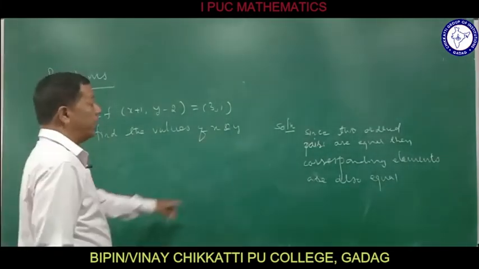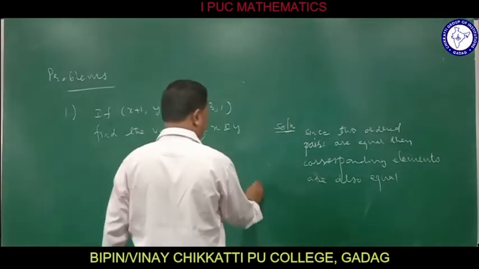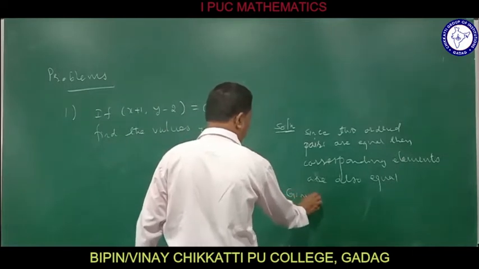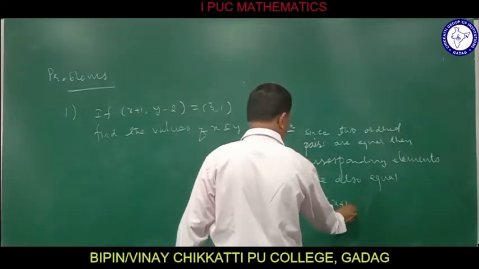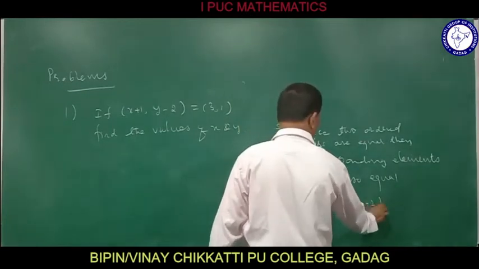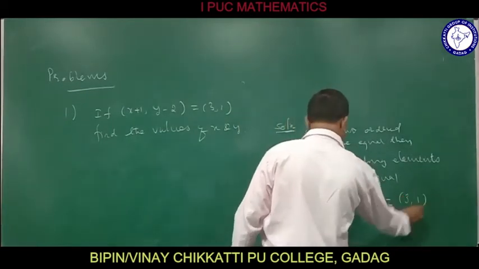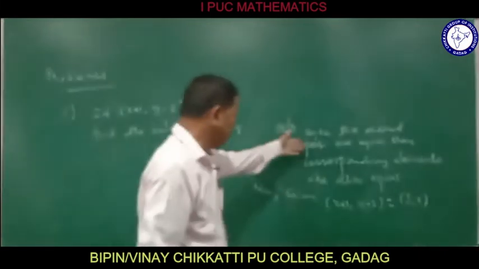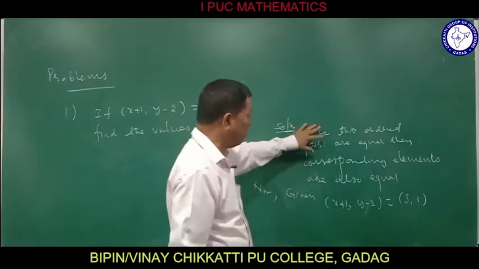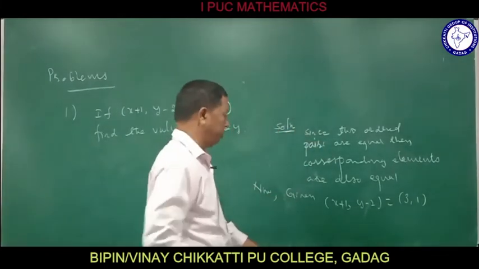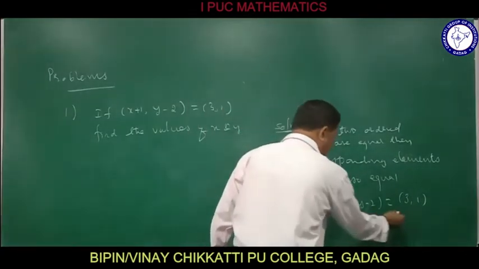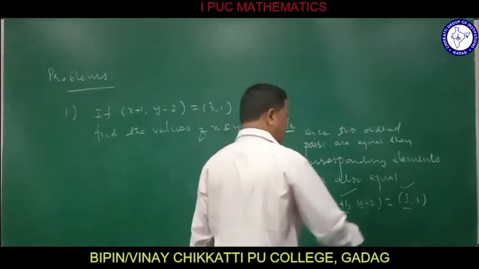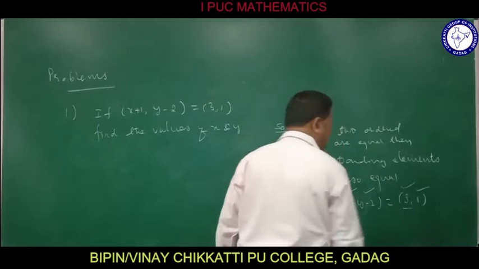So using this idea, what is given? (x + 1, y − 2) = (3, 1) is given. What I mean to say is that these two ordered pairs are equal. In the examination you are not supposed to write the definition of equality of two ordered pairs. The corresponding elements are equal, meaning the first element of this ordered pair equals the first element of the other, and the second element equals the second element.